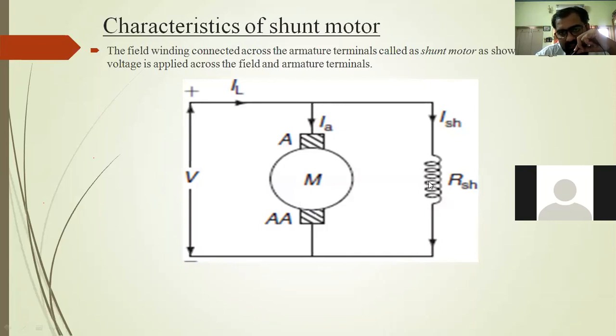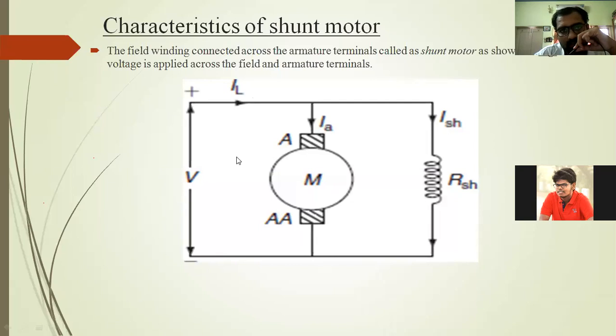These armature terminals and the shunt field terminals are combinedly connected to a single voltage source. From this, we are going to supply the total current to both the loads. By the direction of flow of current, we can calculate the total current by the sum of the current flowing to the armature terminals and the current flowing to the shunt terminals.